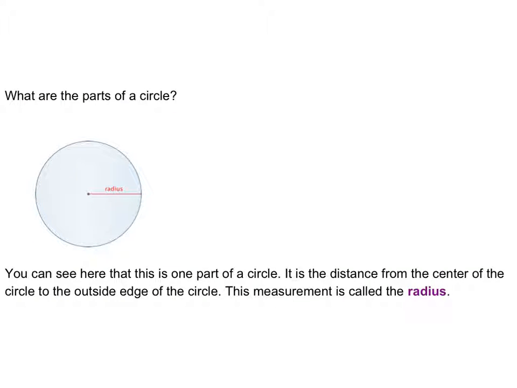So what are the parts of a circle? As you can see in this picture, this is one part of a circle. It is the distance from the center of the circle to the outer edge of the circle. We call this the radius. So from the center to the outside is called the radius.